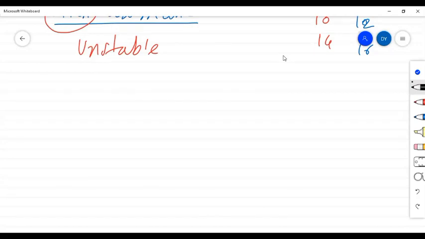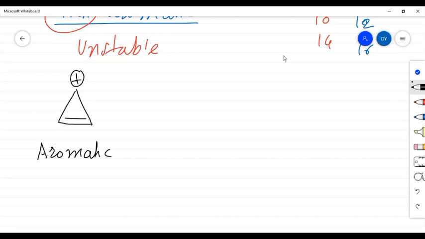Now, in the last lecture, we already studied some aromatic compounds like benzene, naphthalene, anthracene, as well as ions such as cyclopropenyl cation, right, and cyclopentadienyl anion also. So, see students here. Now, this compound, cyclopropenyl cation. Now, this compound is aromatic in nature, right? Because it contains 2 pi electrons. And due to this 2 pi electron system, this compound is aromatic in nature.